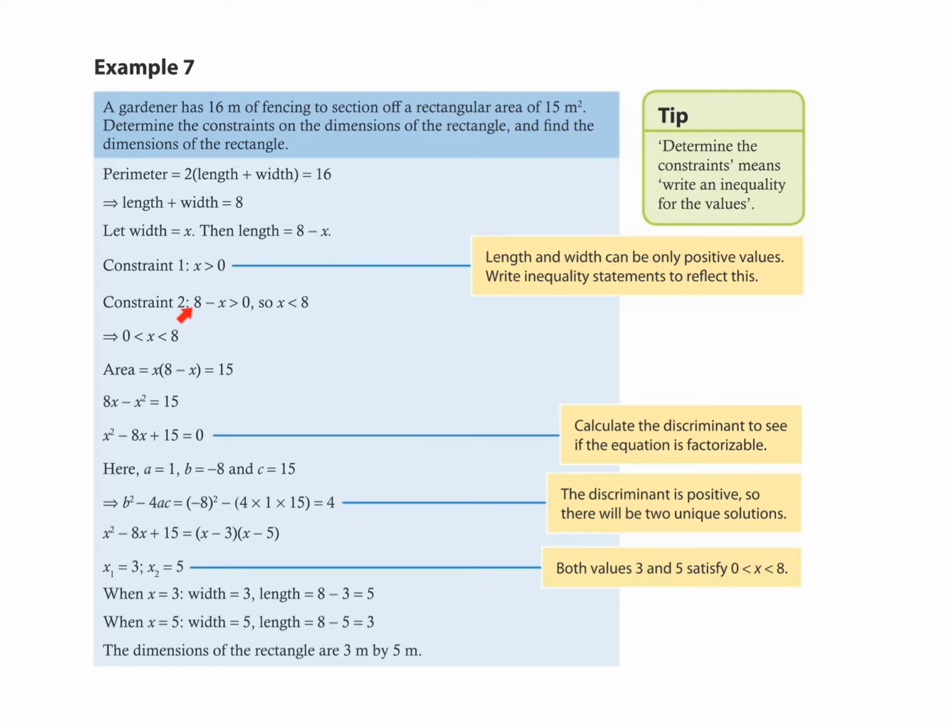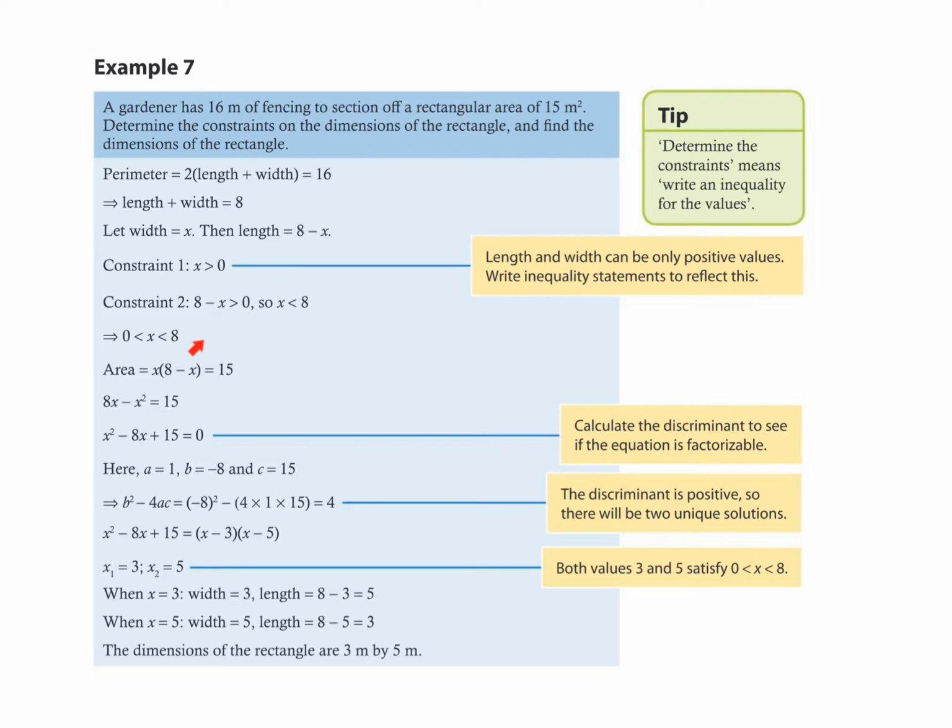Constraint 2 is that 8 minus x has also got to be greater than 0. So the length has to be greater than 0, so x has to be less than 8. Okay, and we can write that as x is greater than 0 and less than 8. So that's within the question, because the question said the perimeter had to be 16. So we come to the constraints here.